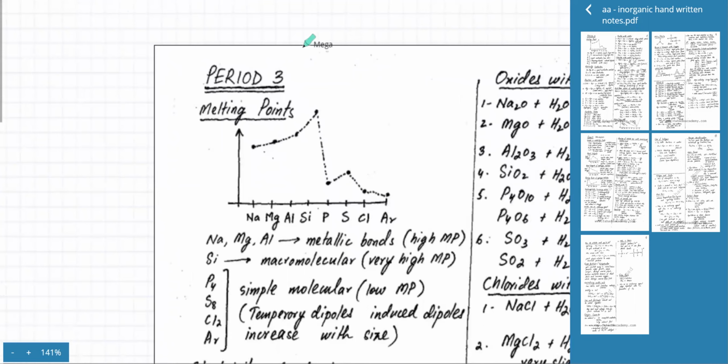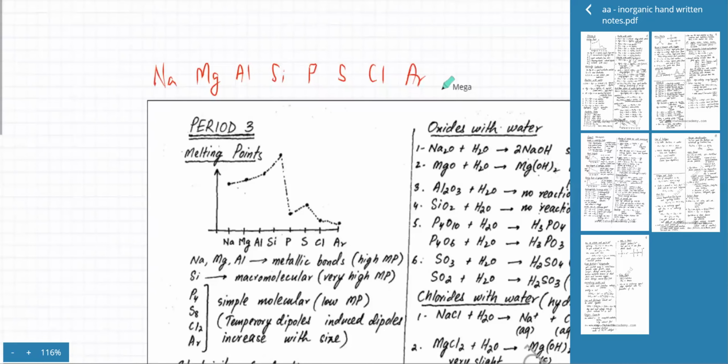Period three is sodium, magnesium, aluminium, and then there is silicon, then phosphorus, sulfur, chlorine, and argon. That's your period three, all of it. The first thing is the melting points. Okay, we're going to talk about the melting points.